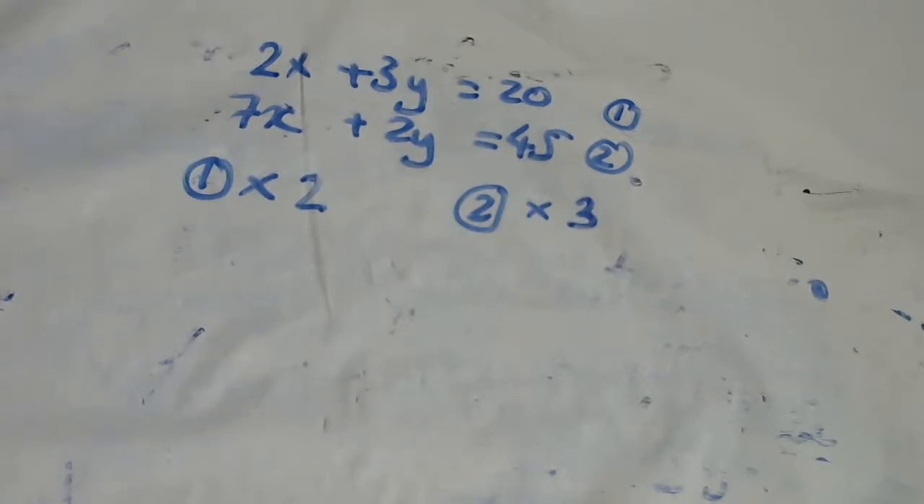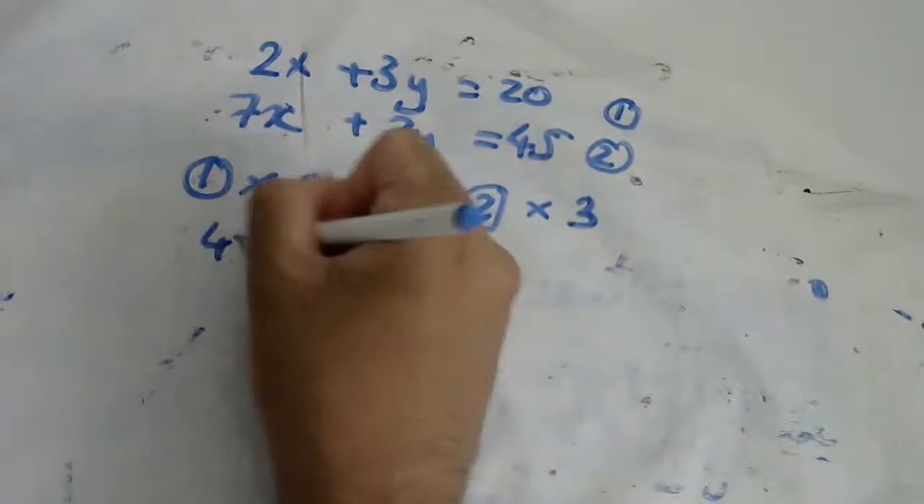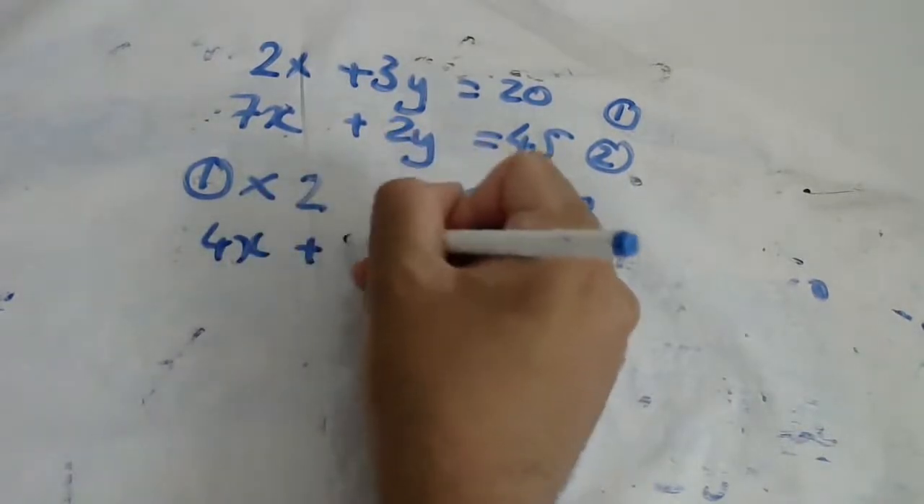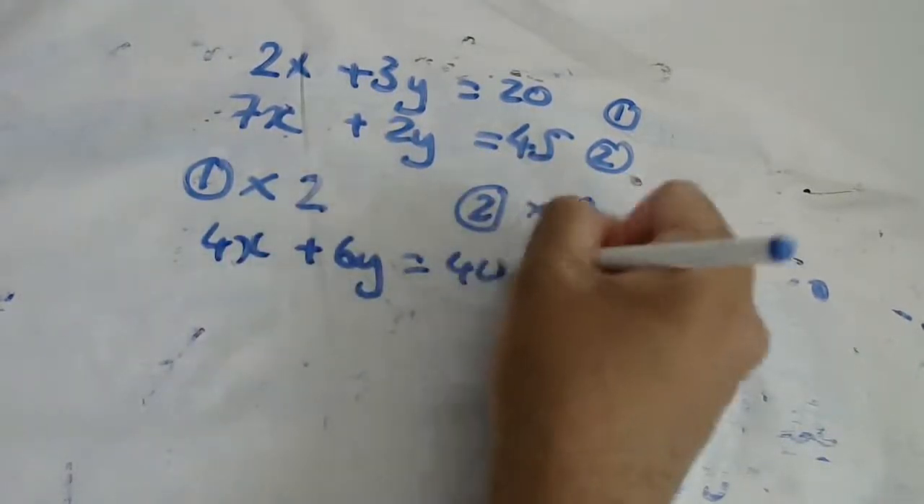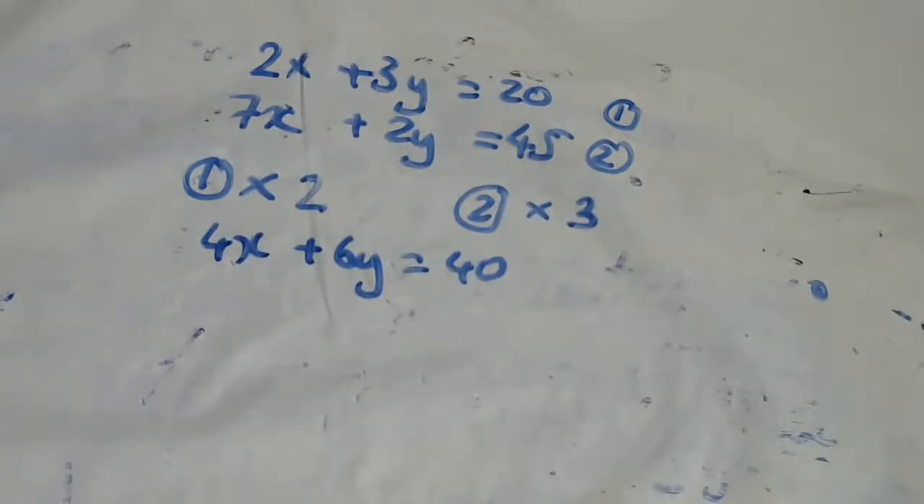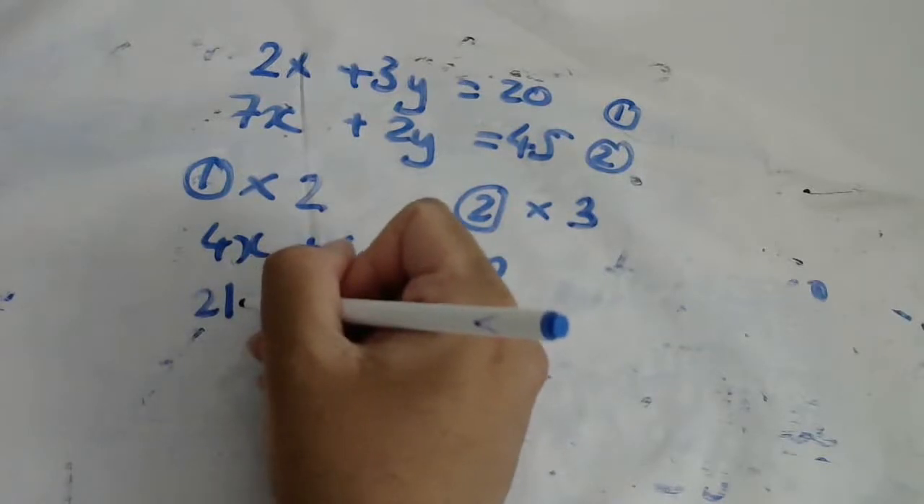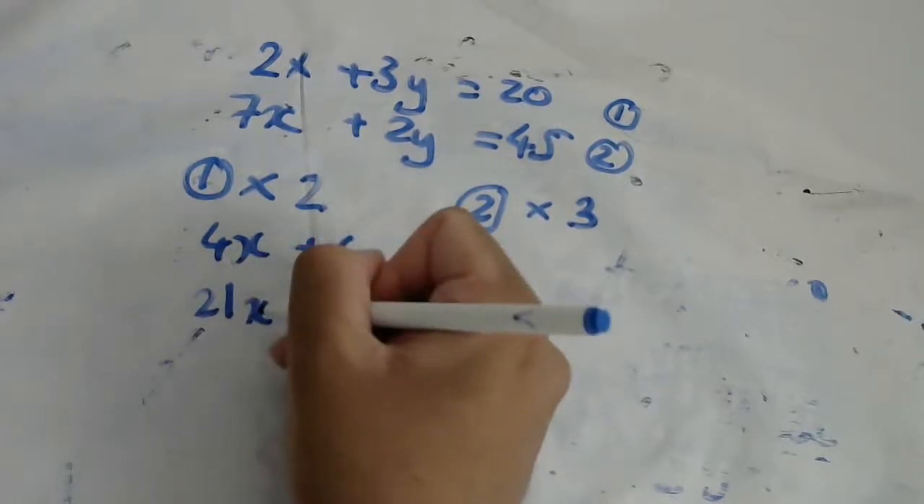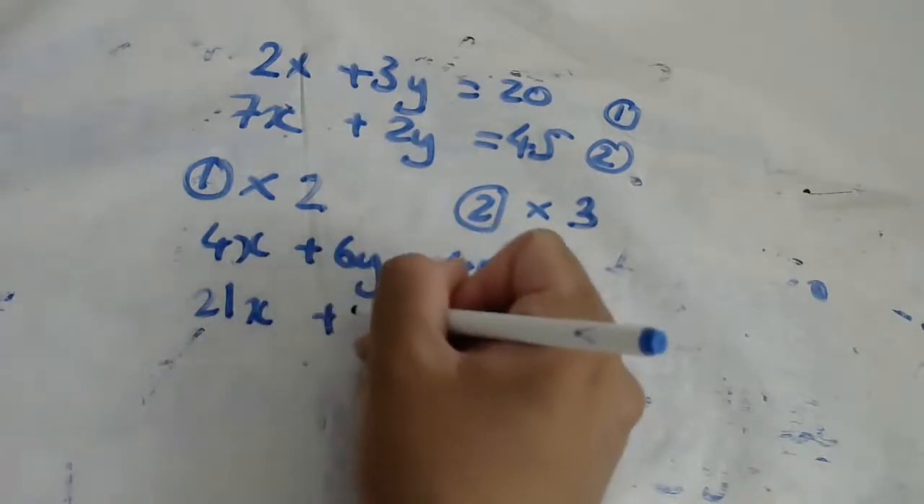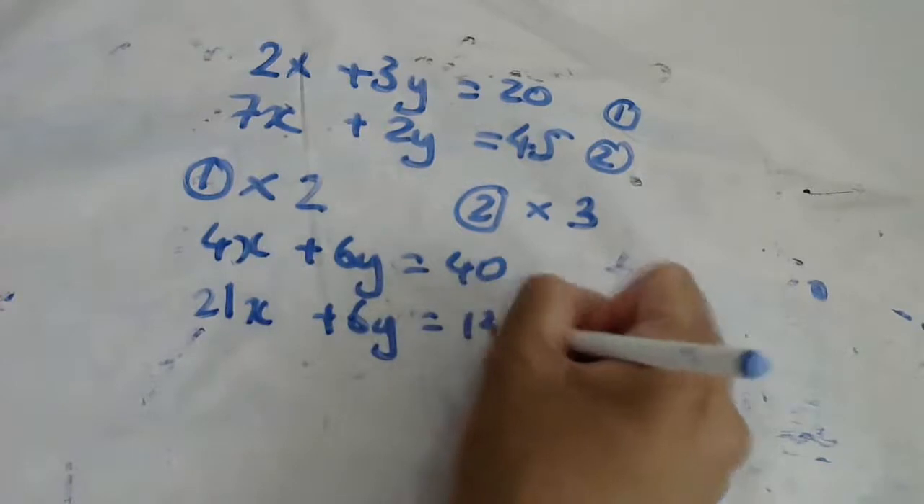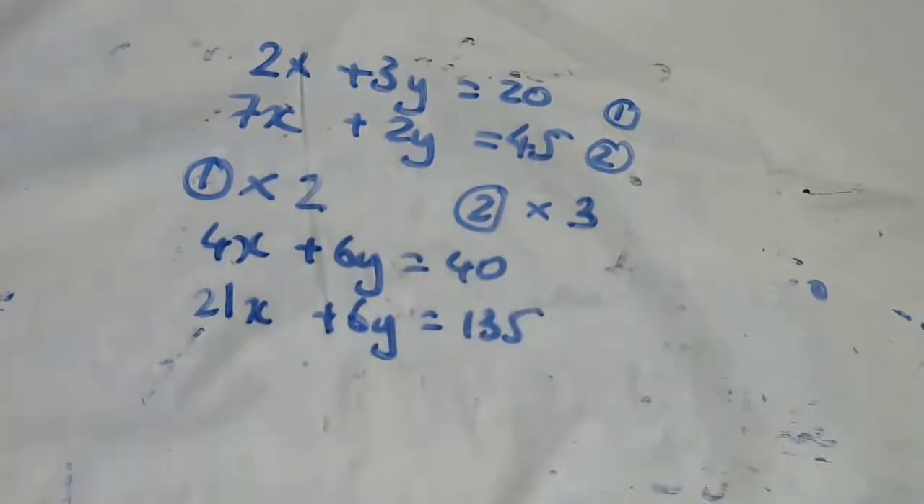Right, so first claim is correct. 4x plus 6y equals 40. Well done. Good. First one done. Next one, please. The other one is 21x plus 6y equals 135. Okay, equals 135.